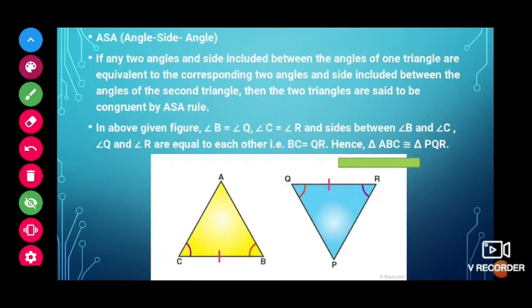Again, if these two angles are equal and this side is equal and some other side is equal, then we cannot consider them as equal triangles.